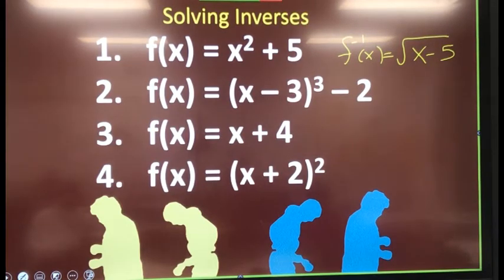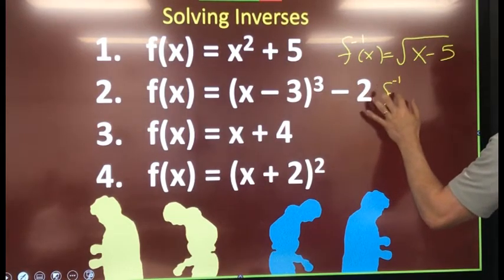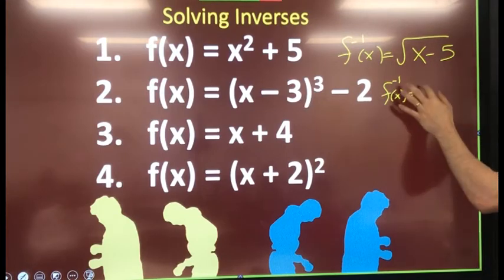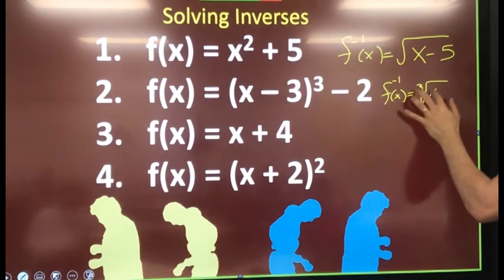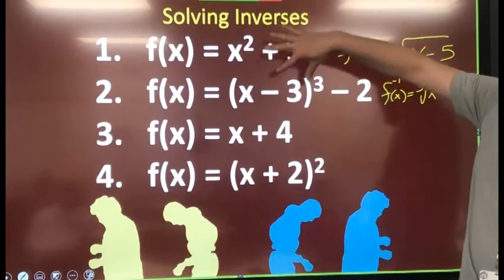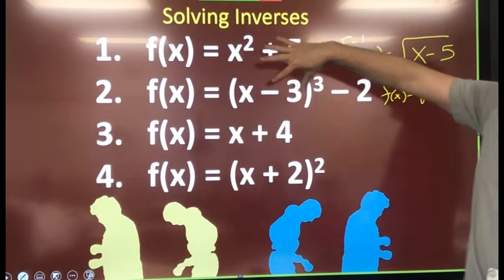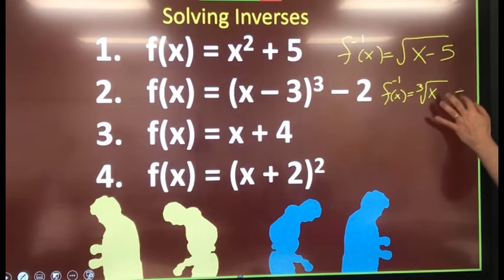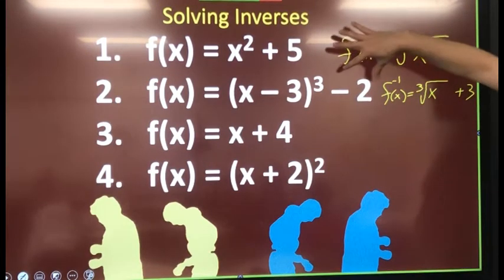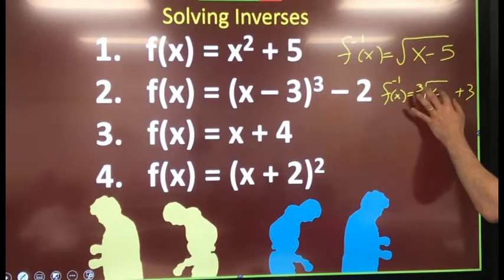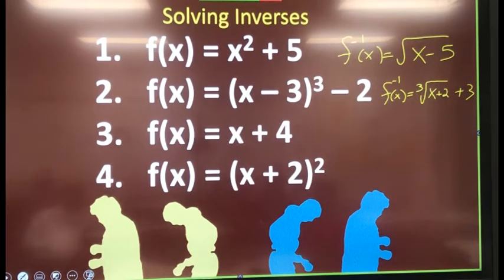All right, next one. What's the opposite of cubic? Cube root. So I'll write the cube root of x. Negative 3 inside. What happens to a negative 3 inside? Positive outside. Negative 2 outside. Positive inside. There's your inverse.